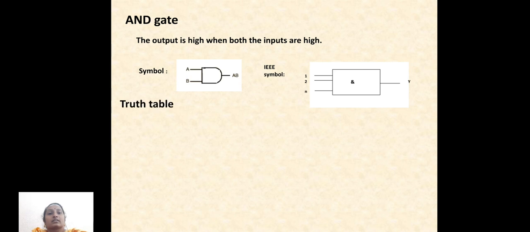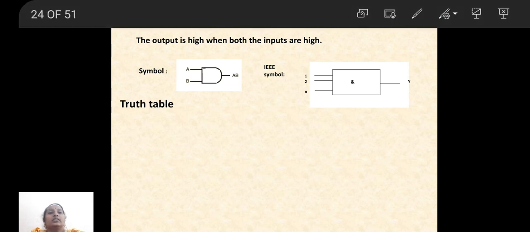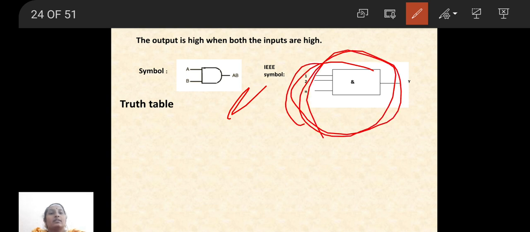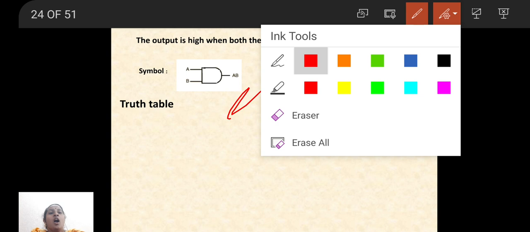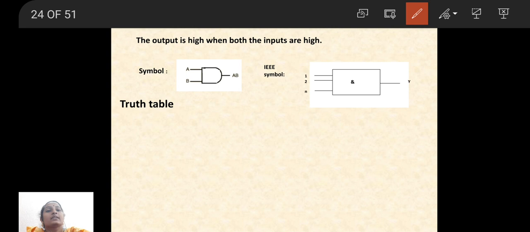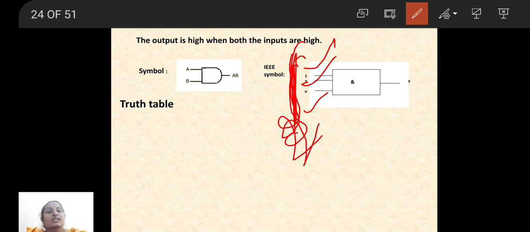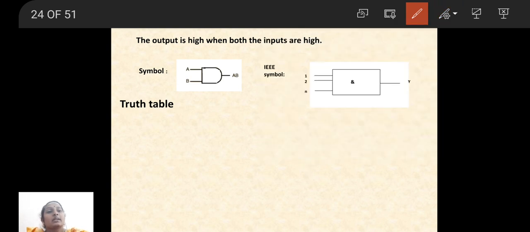And see here next, AND gates. This is the symbol of the AND gate, and this is the IEEE symbol. IEEE symbol is the standard symbol. It indicates all possibilities. How many inputs are we considering here? One up to n. Maybe 1, 2, 3, 4, 5, 6, 7, 8 up to infinity also.